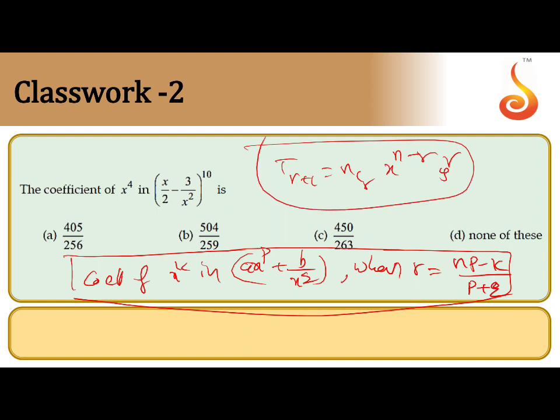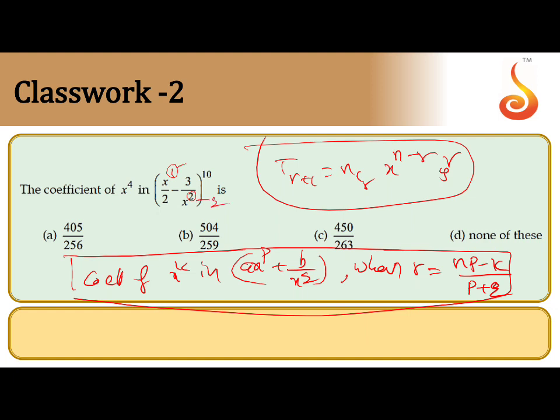So we need the r value to find any term. So if you want to find the coefficient of x power 4, x power 4 means x power k, k is 4. So you want the p value and q value. How to get the p value? The exponent of x in the first term of the numerator is p. And the q value is the exponent of x in the denominator, that is q.